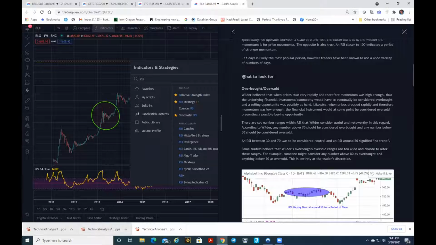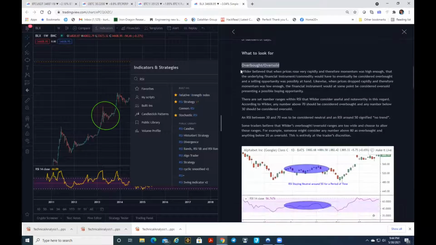So getting into what to look for in this, you want to look for overbought and oversold regions. Once you break above the 70 or below the 30, those are the price points that you want to watch on there. I'll read this for you so you guys can understand.